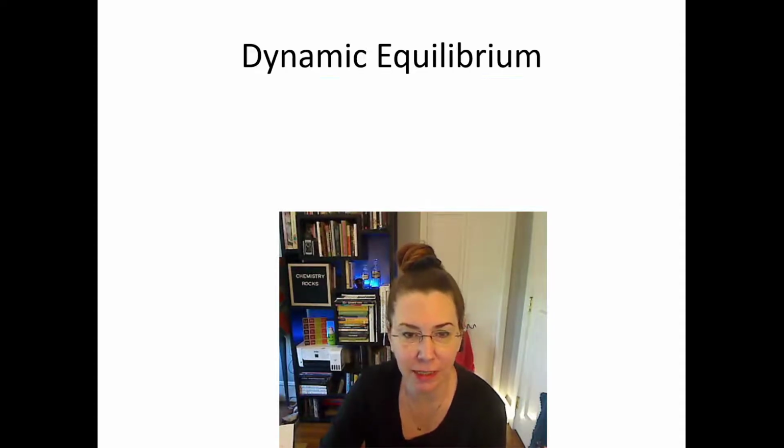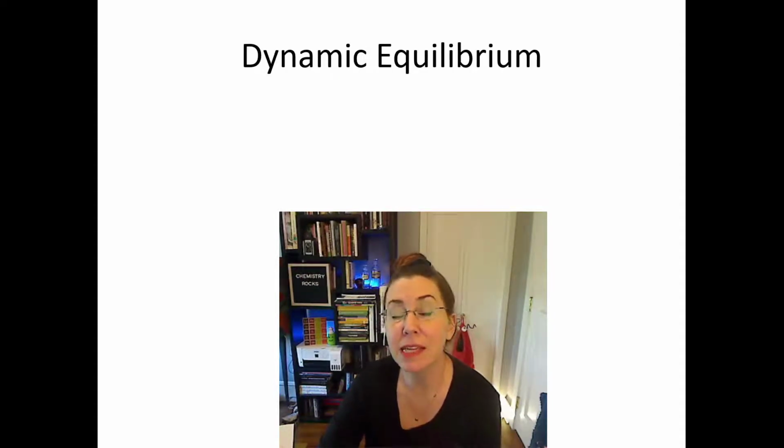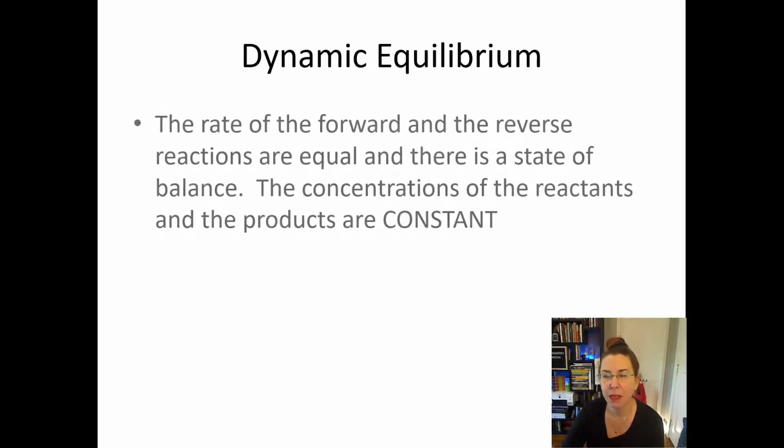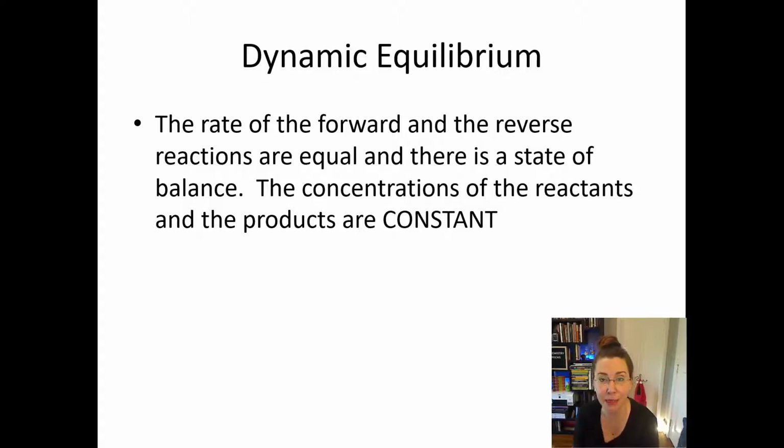So the first thing that I want you to know about equilibrium is that in chemical systems, when we say equilibrium, we're usually referring to a dynamic equilibrium. And in a dynamic equilibrium, the rate of the forward and the rate of the reverse reactions are equal, making there be a state of balance. You saw this in practice in the game that you played. The concentration of the reactants and the products also become constant. Now, we're going to talk about how those are related and how they are different from one another.